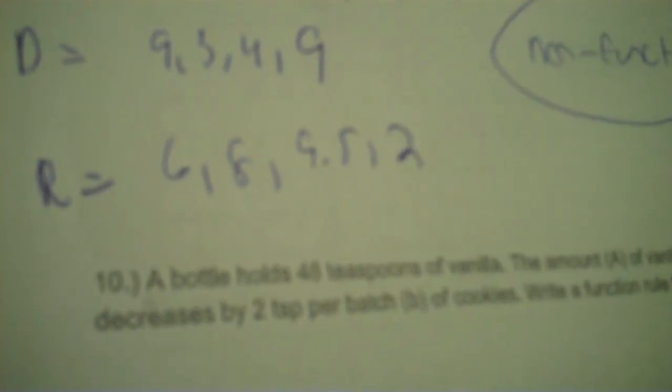Then our last problem, a bottle holds 48 teaspoons of vanilla. The amount of vanilla remaining in the bottle decreases by 2 teaspoons per batch of cookies. Write a function rule. Easy to write a function rule. A is your dependent variable. The amount starts at 48. Now read, it says decreases by 2, so it'd be minus 2 or plus negative 2, one of the two. Just don't put plus 2 and leave it. And times B.